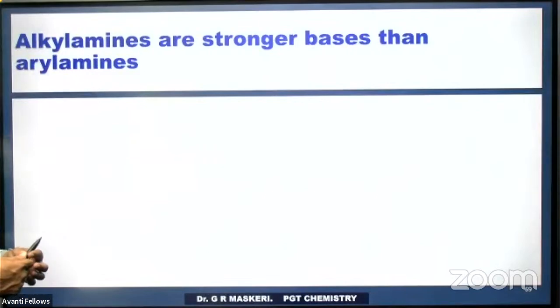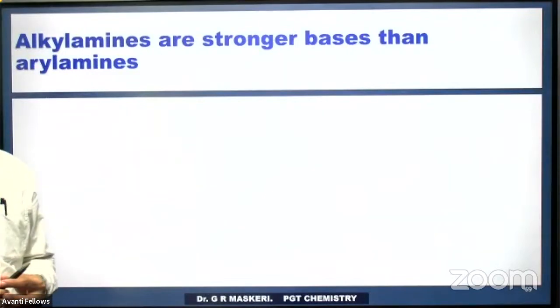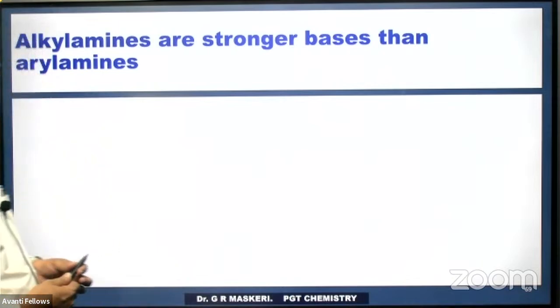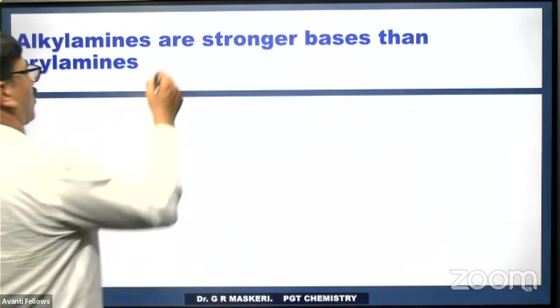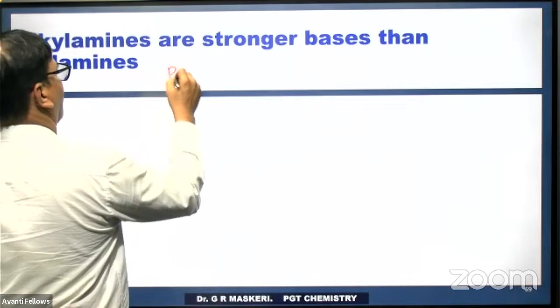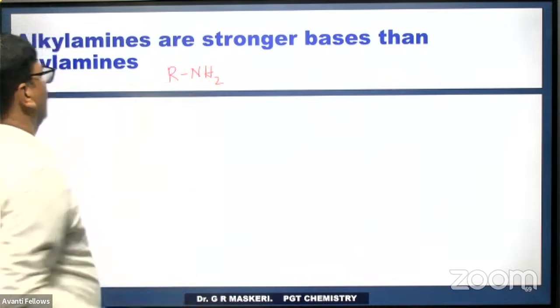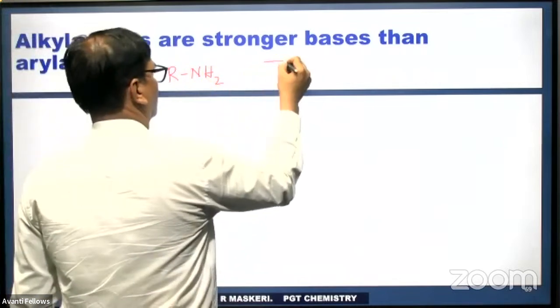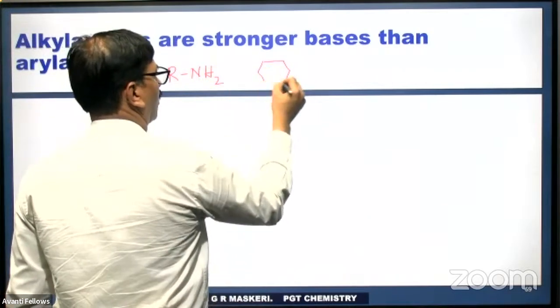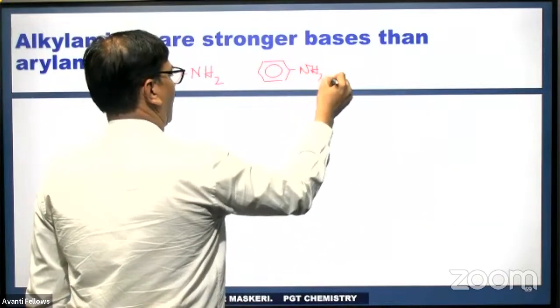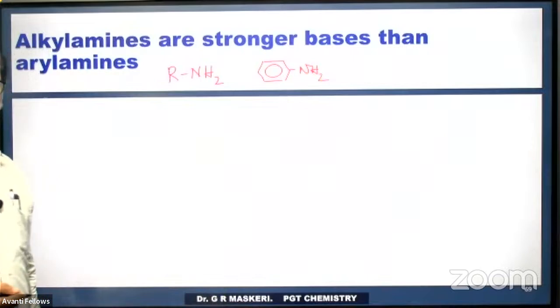Alkyl amines are stronger bases than aryl amines. Another popular question. Alkyl amines are the stronger bases. Alkyl amines are represented like this, RNH2. And aryl amines means this, C6H5NH2. This is aryl amine, aniline.